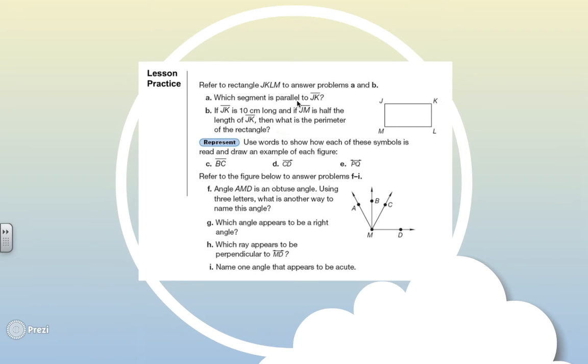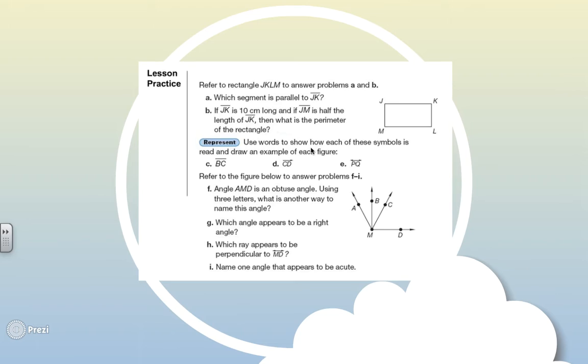Pretty simple. If JK is 10 centimeters long, okay, if this is 10 centimeters and JM is half of JK, what is the perimeter? So if this is 10, what's half of that? And then try to figure out what the perimeter is, which is the surrounding of the whole rectangle, okay?